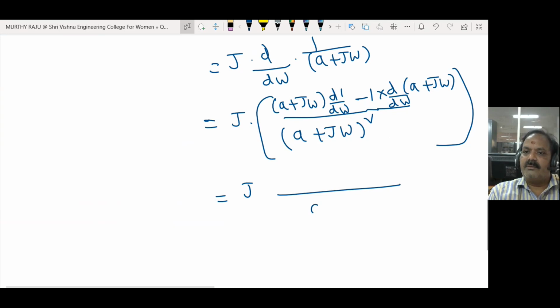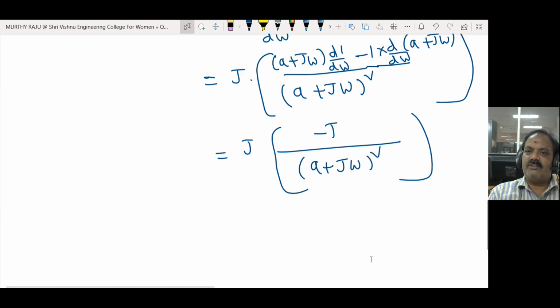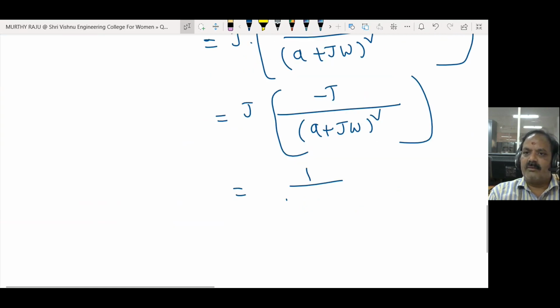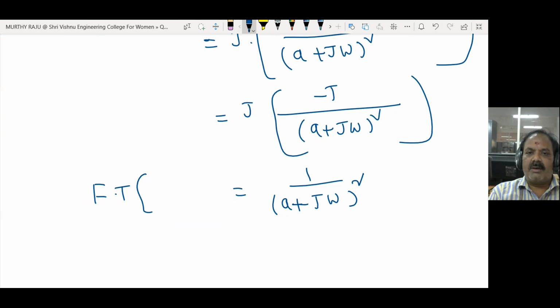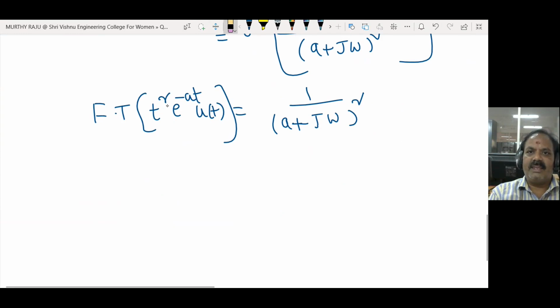J into a plus j omega whole square. The differentiation of a constant is 0. Here minus j, minus j into j square, minus into minus plus, gives 1 by a plus j omega whole square. This is the Fourier transform of t e power minus at u of t. Not t square, t.